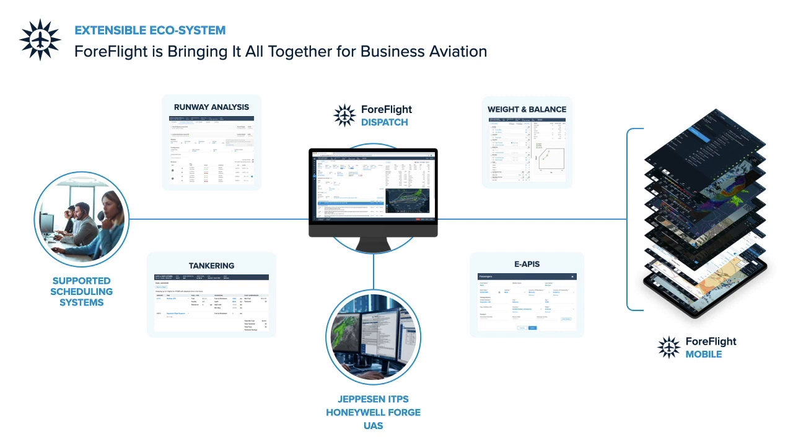We have quite a few new features that we just rolled out or we are in the process of rolling out. Runway Analysis, Weight and Balance, Tankering, and EAPIS are all integrated within Dispatch. On the session tomorrow, we're going to get more in the weeds with Tankering and EAPIS. So come to the session tomorrow if you want to learn more about those. Finally, on the left side here, just to show you, here's just a small sampling of the scheduling systems that we integrate with.